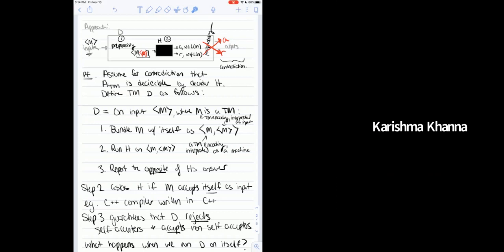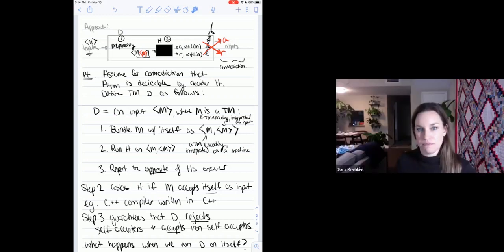And also the reason that we know the description is D not accepting bracket D, or D accepting bracket D, the fact that we can pass in bracket D, is because we can turn a Turing machine into its encoding. Yeah, exactly. There's some encoding scheme that allows us to do that. These are really good questions.